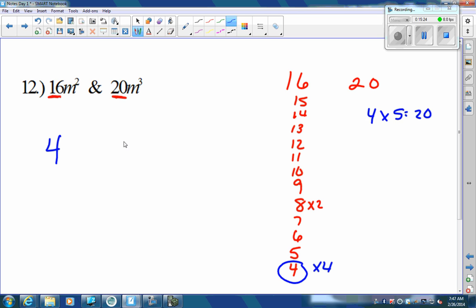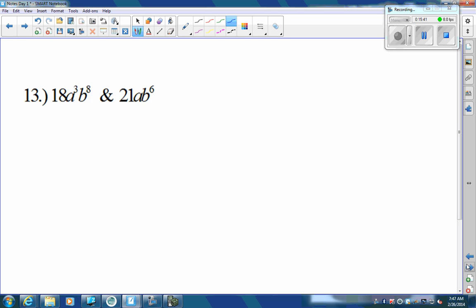But it's not. Now, there's an m in both of them. So m, and then out of these two m's, what's the smallest exponent? A 2. That's my GCF. All right, you guys try number 13.